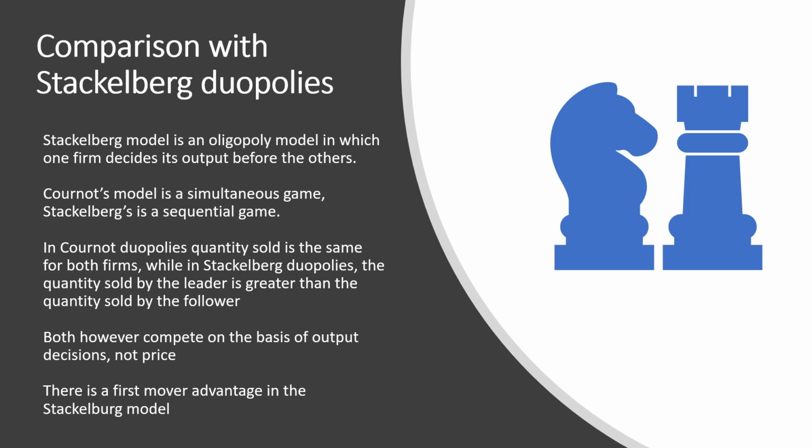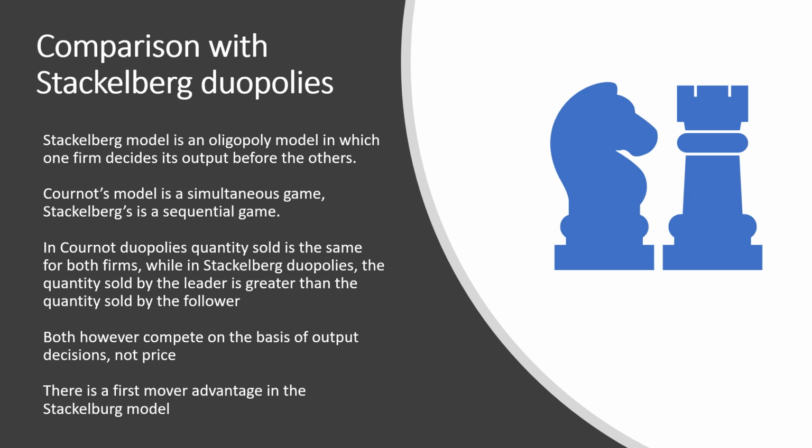The second model we're going to talk about is a Stackelberg duopoly. And this is an oligopoly model in which one firm decides its output before the others. So I told you in the last slide that the Cournot model is when producers decide at the same time, whereas the Stackelberg is a sequential game where one person decides before the other, and it's the person that decides before the other in terms of how much output they're going to produce that has the first mover advantage.